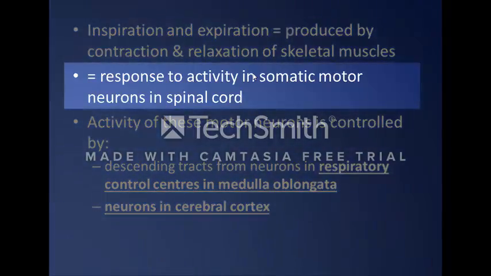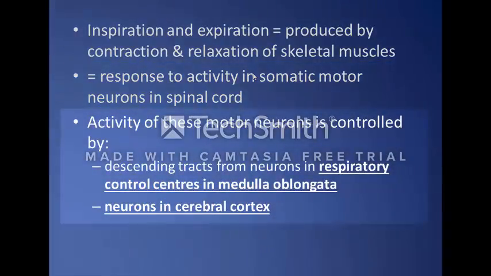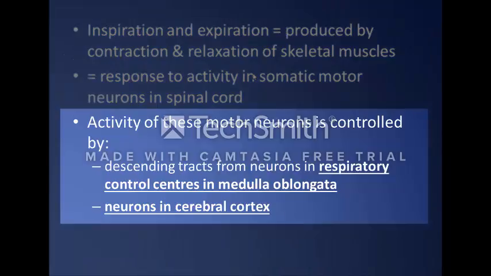The movement of the skeletal muscle is a response to activity in somatic motor neurons in the spinal cord, and the activity of these neurons is controlled by descending tracts from neurons in respiratory control centres in the medulla oblongata and neurons within the cerebral cortex.